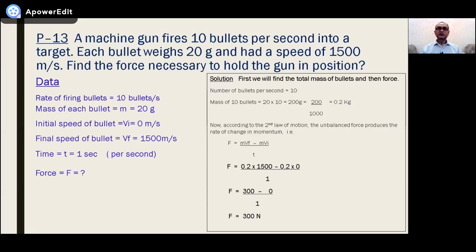Okay. So what we did in this problem, we found the mass of 10 bullets because 10 bullets are coming in 1 second, right? Then we found the change in momentum, rate of change of momentum. This is called force according to Newton's second law of motion. F is equal to mvf minus mvi upon t. Simple problem.